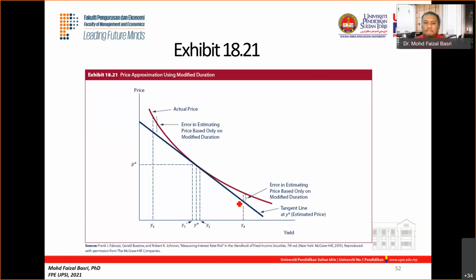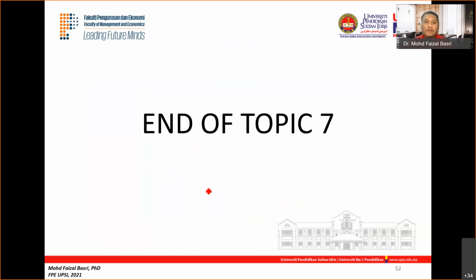Okay. But obviously there is at some point other possibility whereby all of the methods will indicate the same price. Okay, there's a possibility if you based on this graph ada satu kita panggil the equilibrium point. This point whereby regardless based on actual price or based on convexity or based on duration, most likely the price might be the same. Okay, but in this case, it's between actual price versus the duration. Anyway, that would be the end of topic number 7.